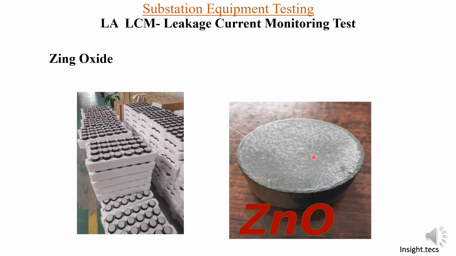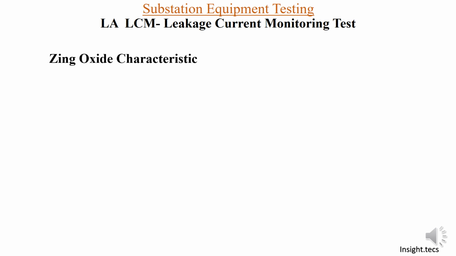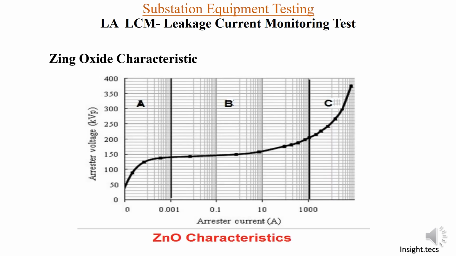A plate of zinc oxide looks like this. Based on how many kV you want for the LA, this many plates are stacked one on the other and you get the zinc oxide LA. So let us see now the characteristics of zinc oxide LA.